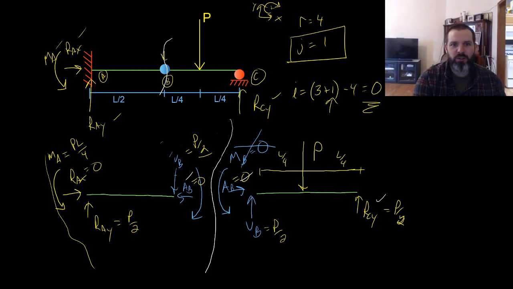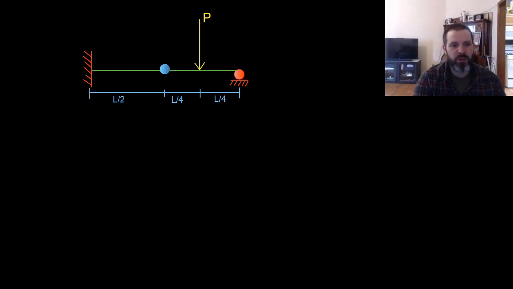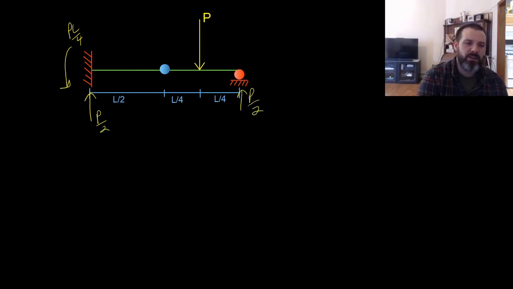Now, we can take those reaction forces and move forward and know that we have a moment here of PL over 4. We have a vertical reaction force here of P over 2. Here we have a vertical reaction force of P over 2. And here we have an axial force equal to 0. From this, we can go ahead and draw our shear and moment diagram.